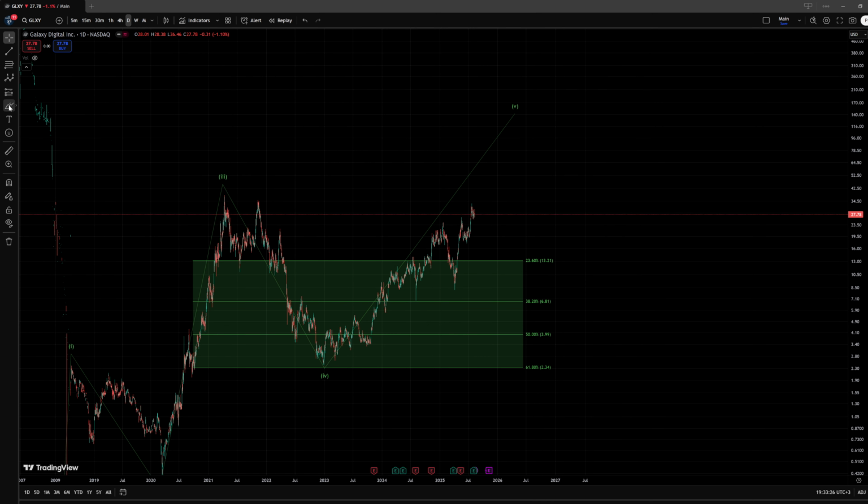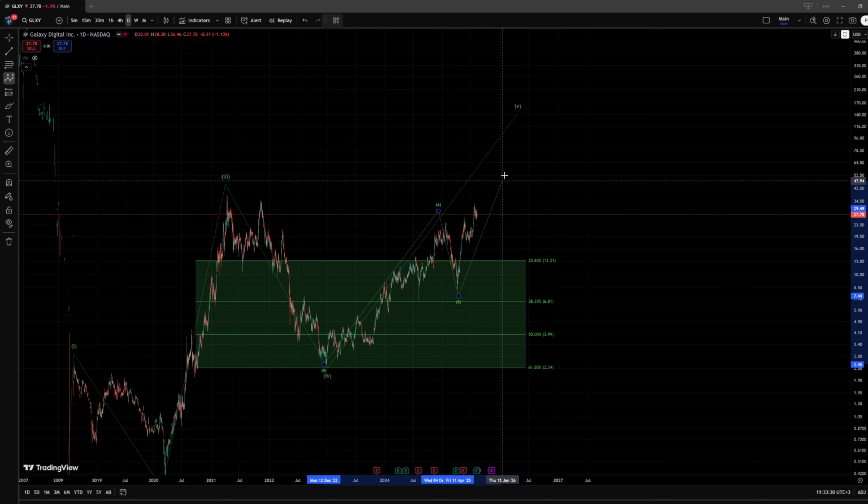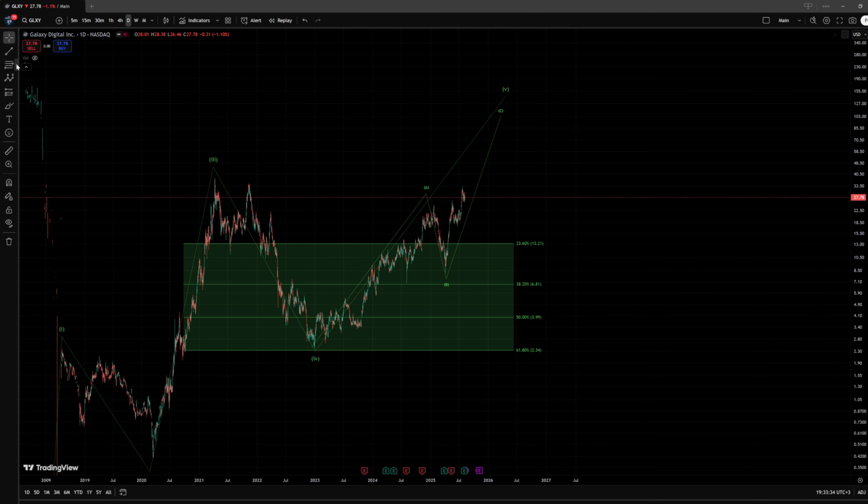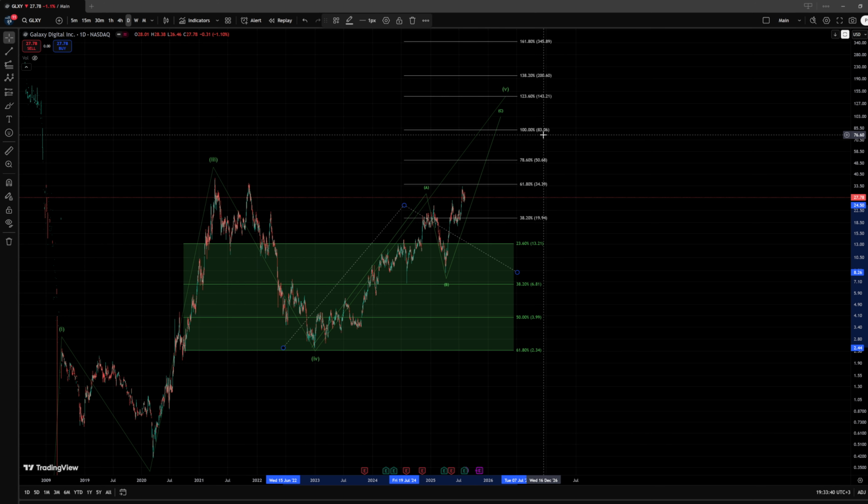But in this green scenario, I need to consider this as an A, B, C pattern that is developing, and I would expect in this pattern the C wave to actually reach the 100% extension level. Ideally, it's not a target that must be reached, and otherwise the count is not valid. It's more of an ideal target, the $83 level in this case.